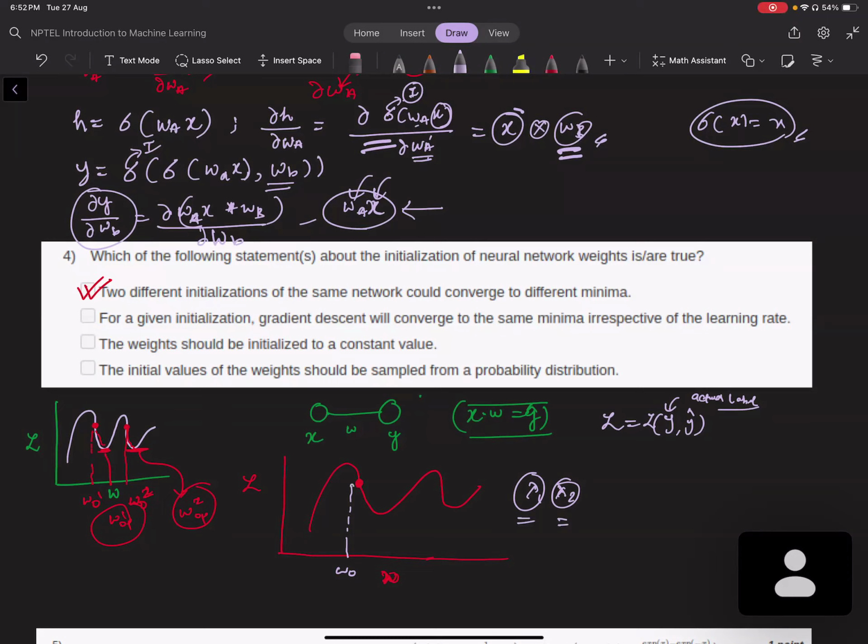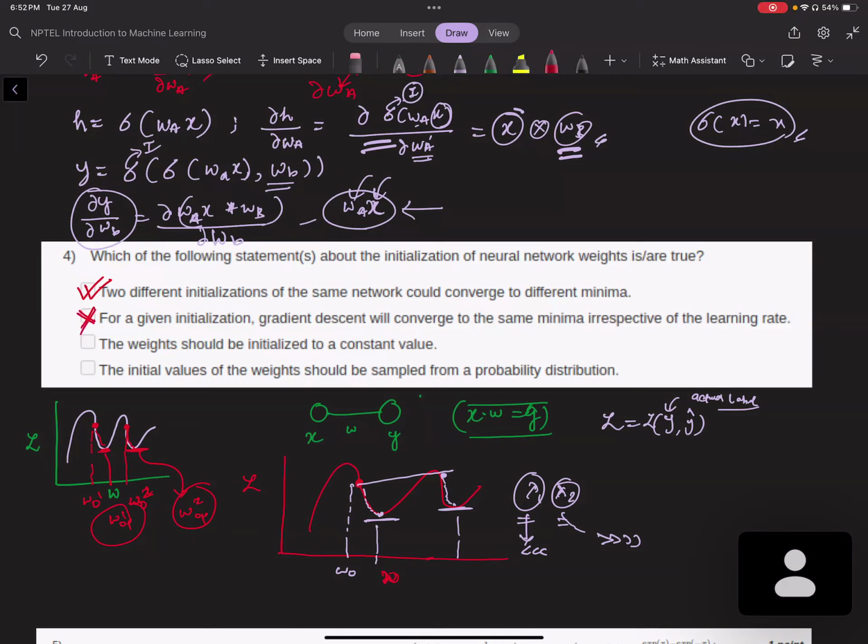Let's say learning rate 1 is very small. What will happen is that it will come down to this minima. If the other is very large, it might overshoot the minima and come down here. So they might end up in two different places. Since it says it will converge to the same minima, it is wrong. So that's why option B is wrong.